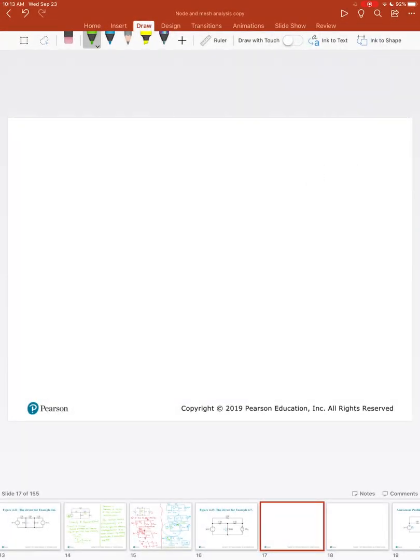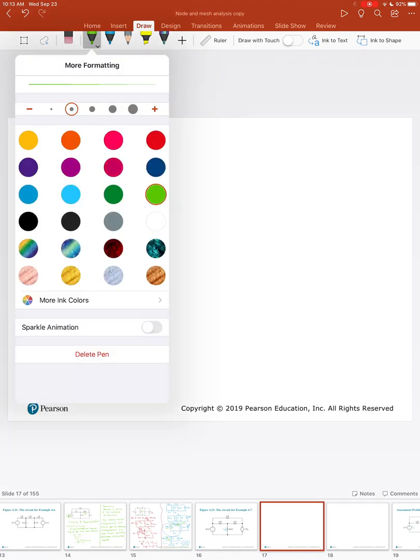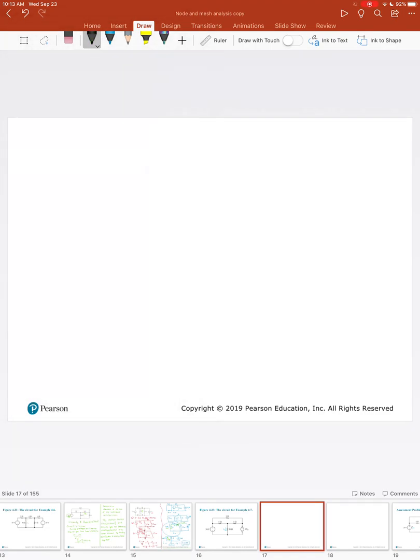In this video, we want to illustrate another concept for circuit simplification, and it turns out it can be a very handy concept in substitution to use. So what we want to talk about is source transformation.